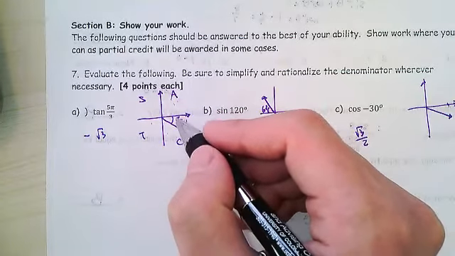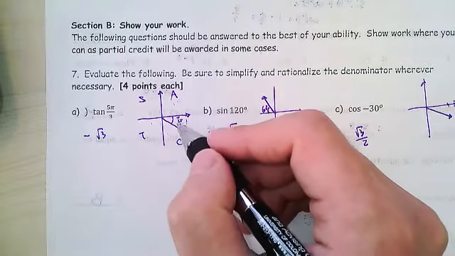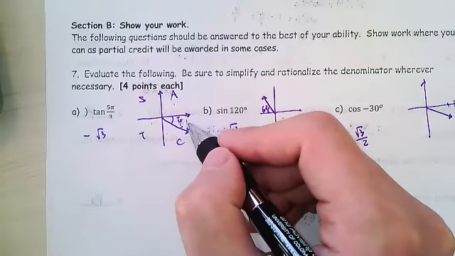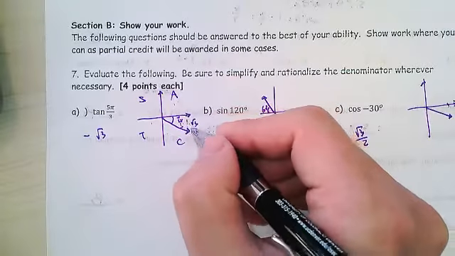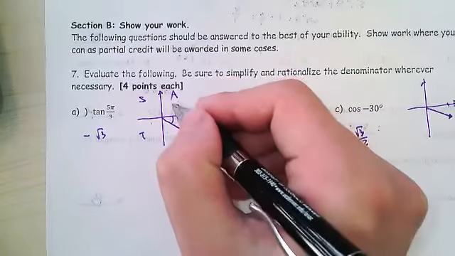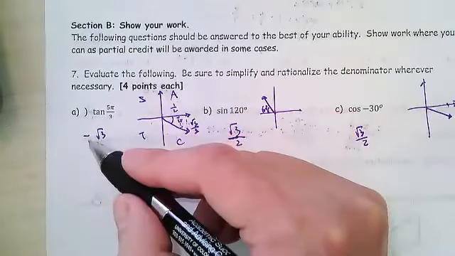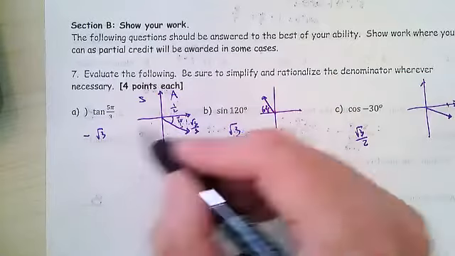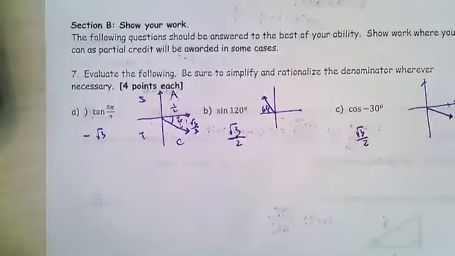Look at this reference angle. This is pi over 3. So for the tangent of this angle, this side is square root of 3 over 2. This side is 1 over 2. This side divided by this side is square root of 3, and the sign is negative according to the ASTC rule. Okay, any question?